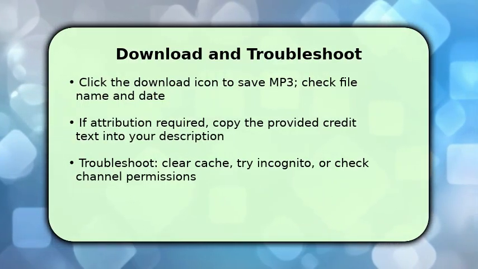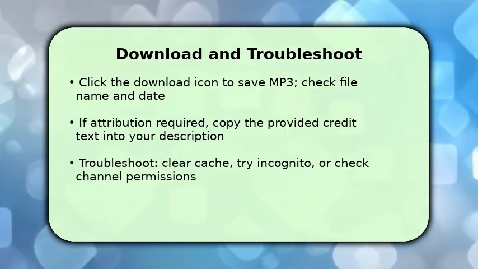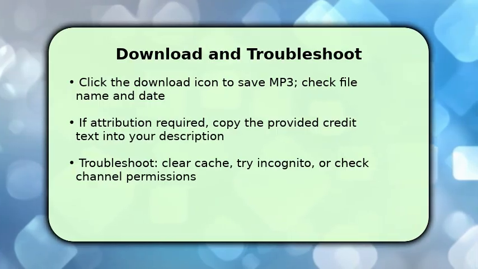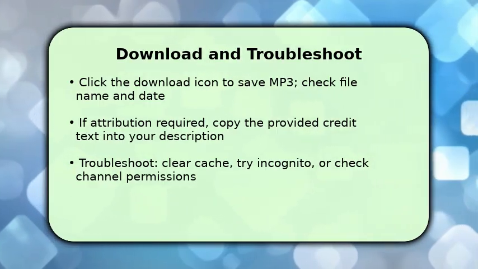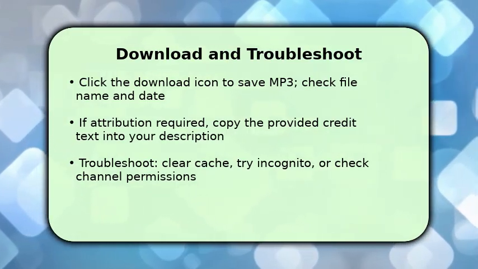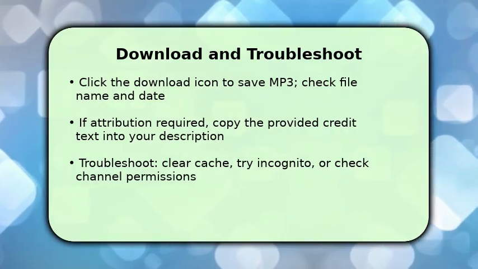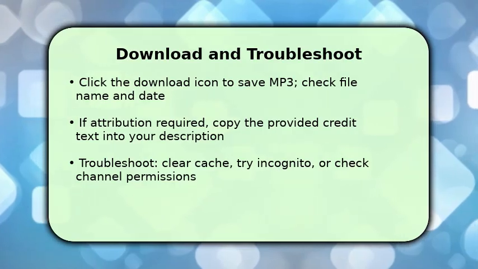If a track requires attribution, copy the exact credit text from the track panel into your video description so you comply with the license. If something goes wrong, clear your browser cache and cookies, try an incognito window, or confirm channel permissions and sign-in status. These steps fix most access or download issues quickly.